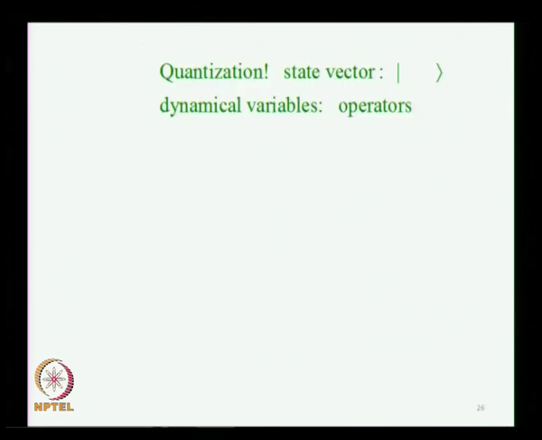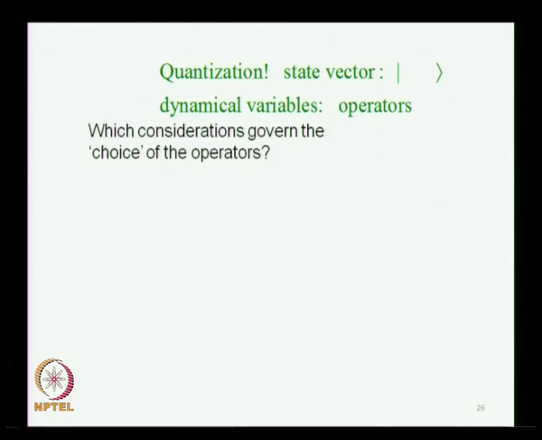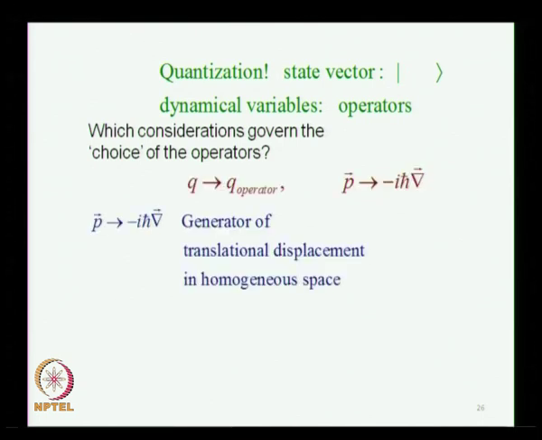So, this is quantization, and we have to ask what are the considerations which govern the choice of operators, and you would have studied this again in your first course in quantum mechanics. So, I will not spend any time discussing this, but I will quickly remind you that you represent the position operator by Q operator, which is Q times the unit operator, and the momentum by the gradient operator, which is the minus i h-bar gradient operator.